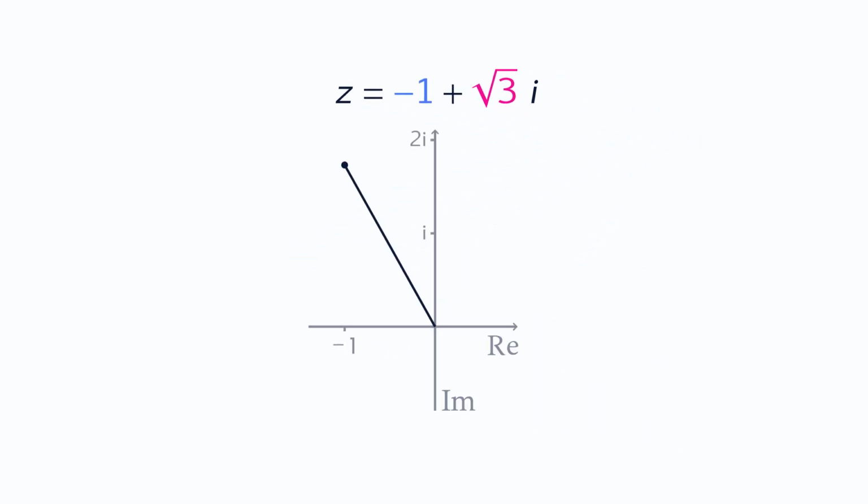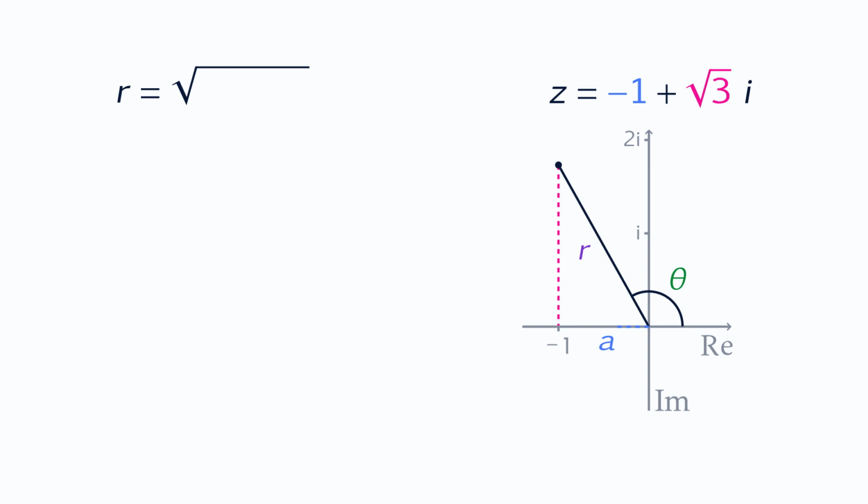Let's look at an example. Write z equals minus 1 plus the square root of 3 times i in polar form. To do this, you first need to find the norm and the argument of z. Let's start with the norm. r equals the square root of a squared plus b squared. Here, a equals minus 1 and b equals the square root of 3.